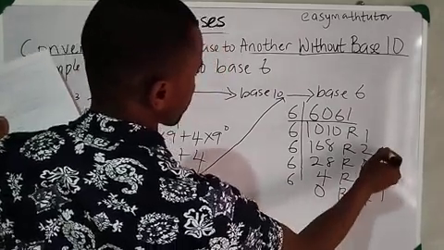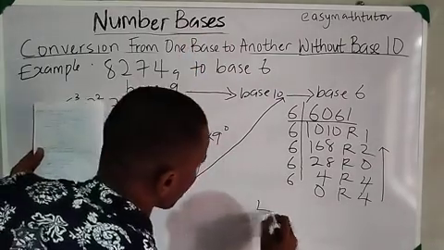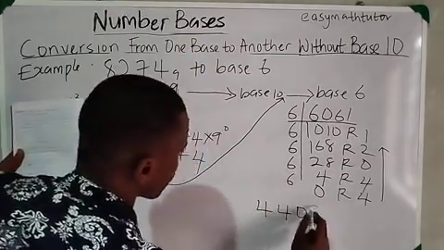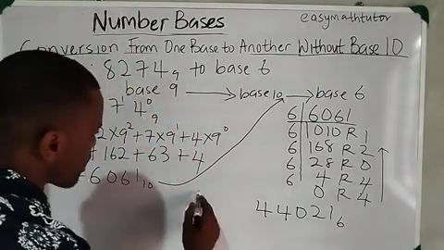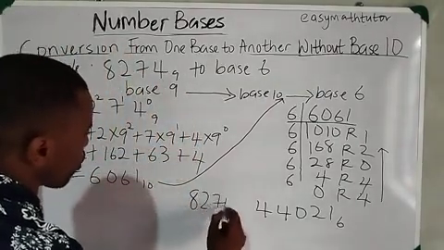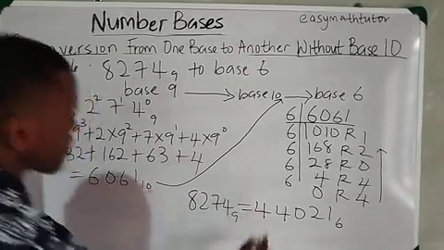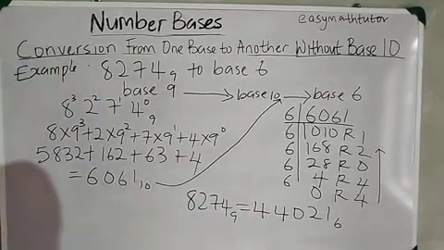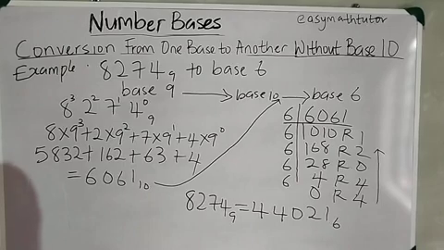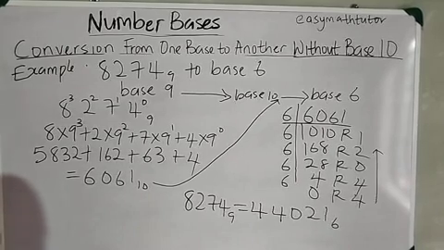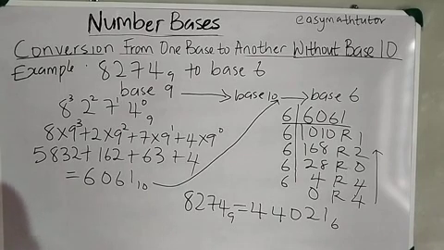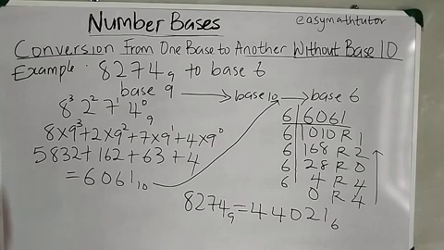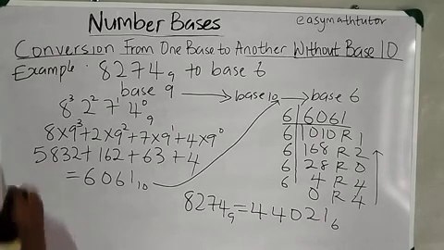We take our answers from bottom up, and we have 44021 in base 6. So it means that 8,274 in base 9 is the same thing as 44021 in base 6. So that is how to convert from one base to another, whereby base 10 is not among them. You have to introduce base 10 by converting first to base 10 before converting to your final base.